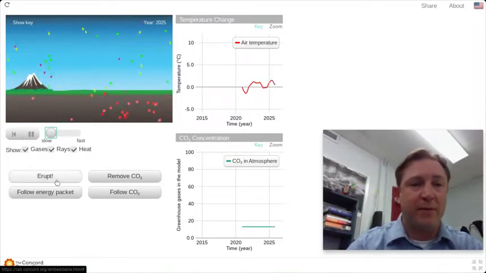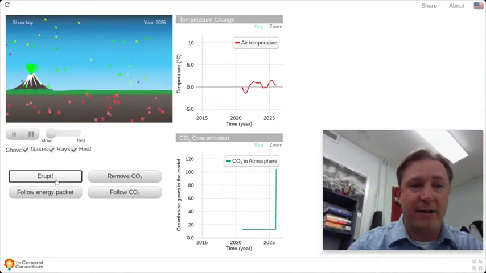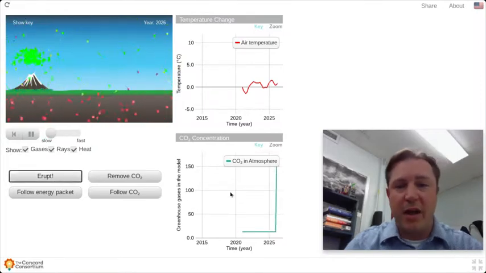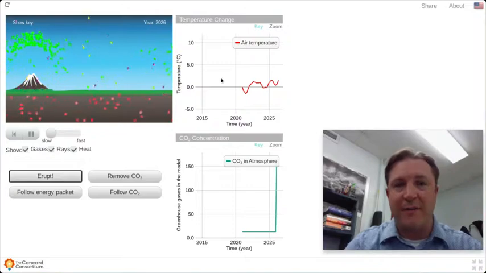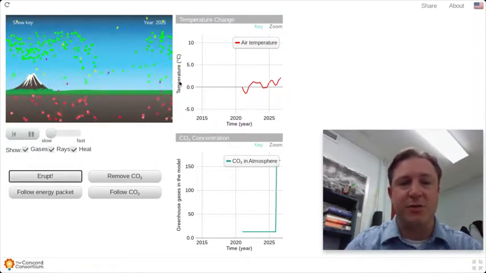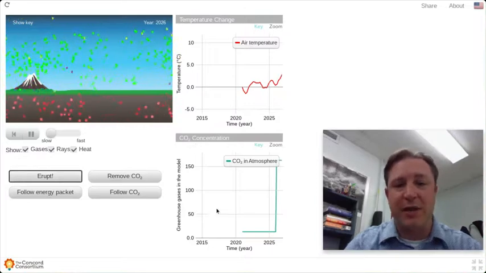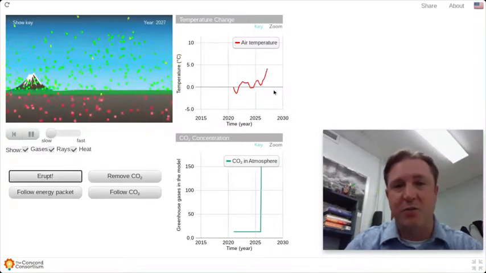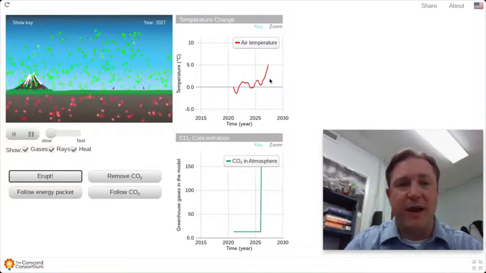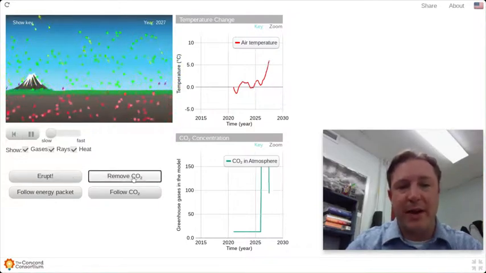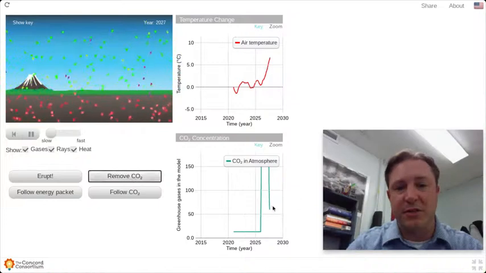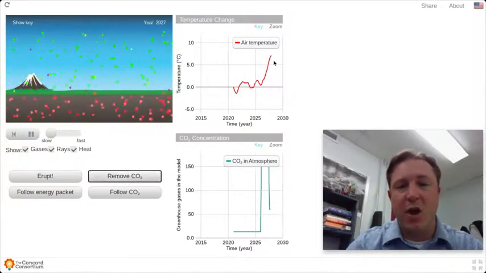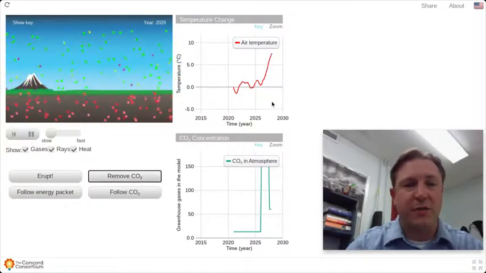Remember, we can erupt the volcano, adding more CO2 to the atmosphere, and notice what happened down here. Our graphs are labeled. They have a title, temperature change, time in years, temperature, and down here you have CO2 concentration. How many years go by? We added a lot of CO2, and then you can follow along on this graph and see what happens. Then we can go back here and remove some CO2 and notice it changed. And what are we going to notice on the other side?